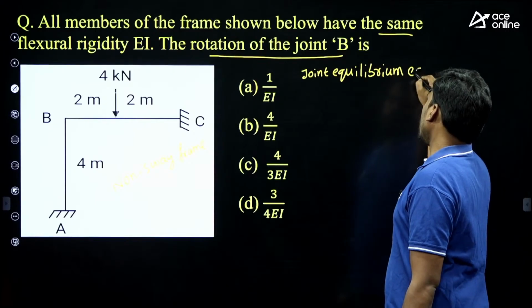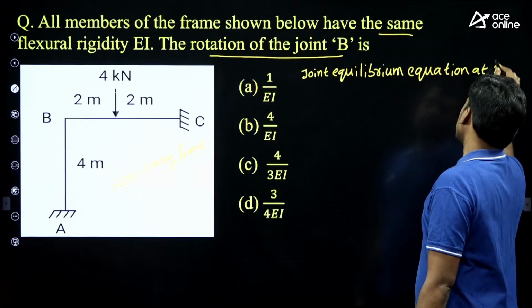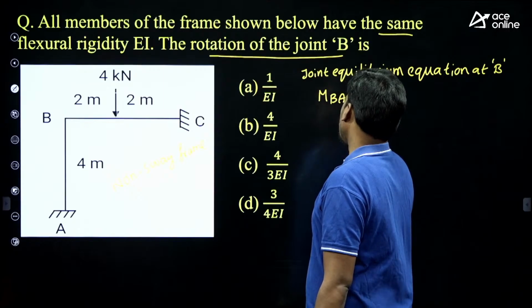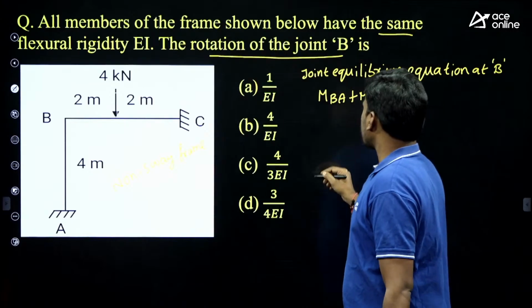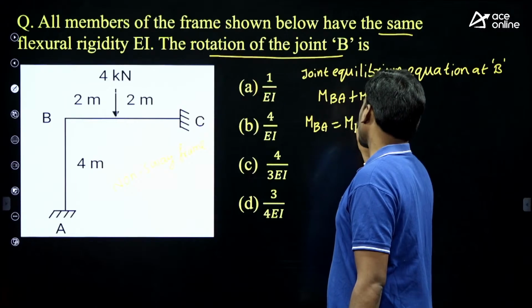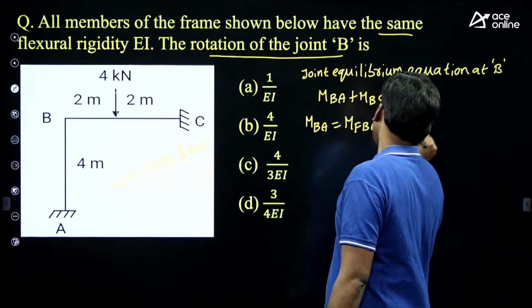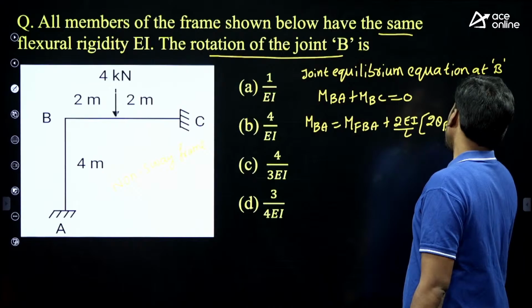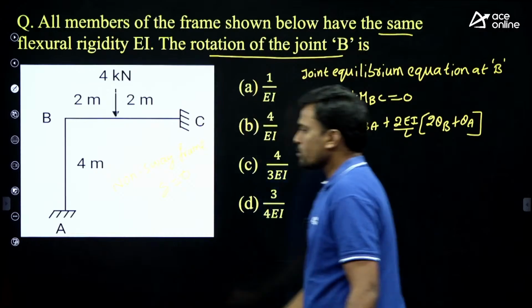Joint equilibrium equation at B. What is the joint equilibrium equation at B? What members are meeting at B? MBA plus MBC equals 0. Now write the slope deflection equation for member BA. MBA equals MFBA plus 2EI by L times 2 theta B plus theta A, and delta is 0 because this is the non-sway frame.